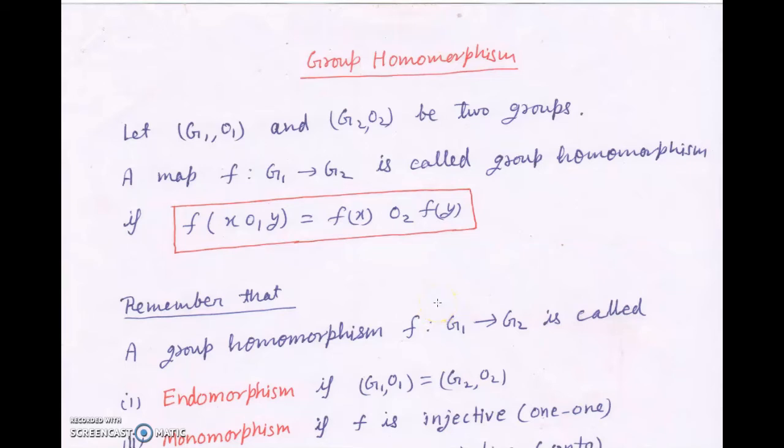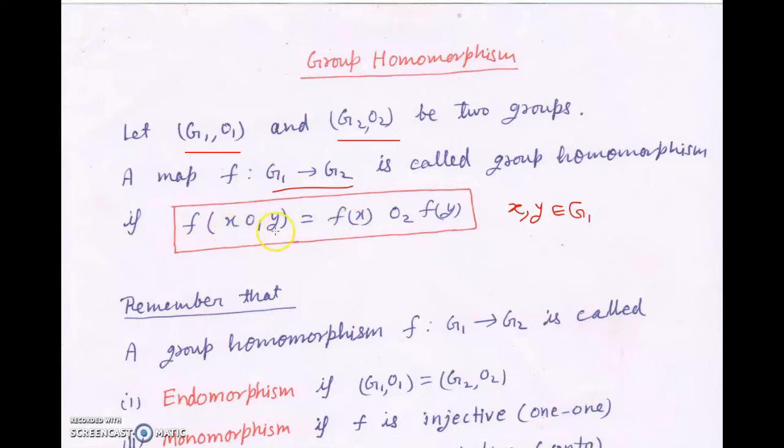In this lecture we will discuss group homomorphism. Suppose (G1, O1) is a group and (G2, O2) is another group. A map F from G1 to G2 is called a group homomorphism if F(x O1 y) is equal to F(x) O2 F(y), where x and y are elements of the domain, and the domain is G1, so x and y belong to G1.